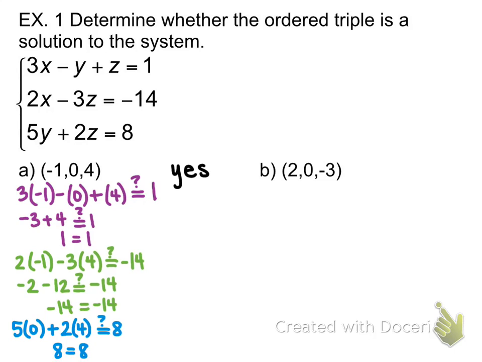Same thing for point B. We're going to plug in the ordered triple (2, 0, -3) into all three to see if it's a solution or not. So first, 3 times 2 minus 0 plus -3, I'm trying to see, does that equal 1? So this would be 6 minus 3, which does not equal 1. So I don't need to keep plugging into the other equations. It doesn't matter if it works in the other equations. It doesn't work in this one, so it doesn't work in the system of equations.